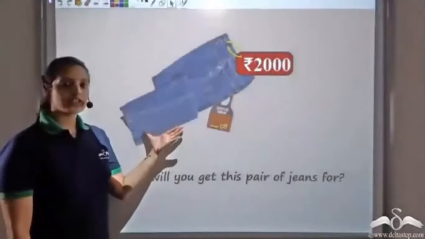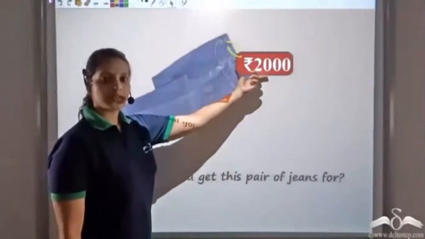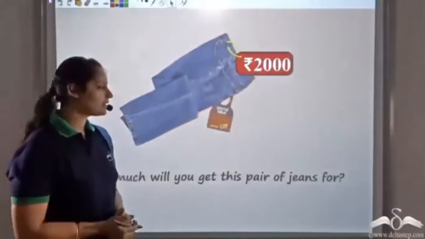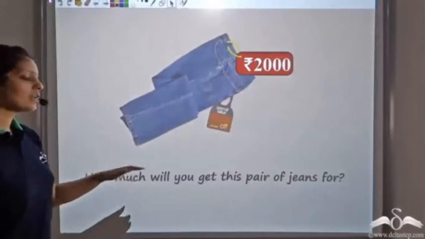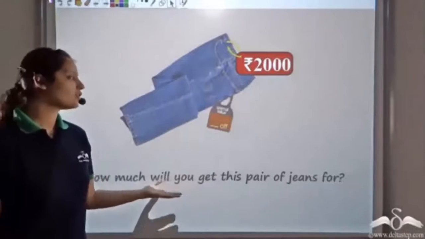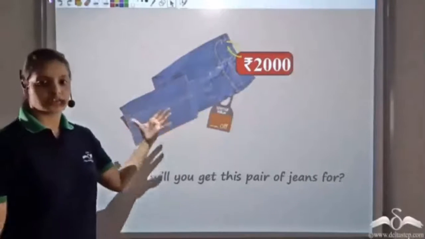So now Rajiv also gives a discount percentage in his store. So there's this pair of jeans which is marked at 2,000 rupees. That is, the marked price is 2,000 rupees. And there's a discount percentage of 25%. So how much will you get this pair of jeans for? That is, you have to find the selling price of these jeans.